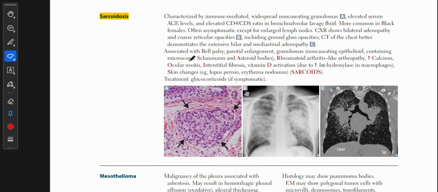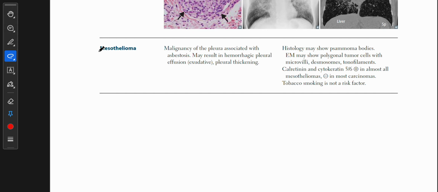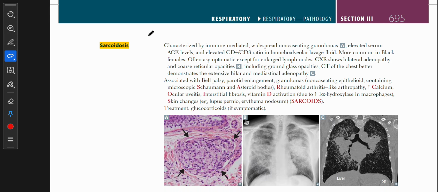So let's go to sarcoidosis, and then we will go to mesothelioma. Mesothelioma is the malignancy of the pleura associated with asbestosis. So sarcoidosis is characterized by immune-mediated widespread non-caseating granulomas. Actually, there are caseating granulomas in infections like those caused by Mycobacterium tuberculosis, right? So there are non-caseating granulomas. It is also immune-mediated in sarcoidosis, and there are elevated serum ACE levels and an elevated CD4 to CD8 ratio in bronchoalveolar lavage, like you can see in here.